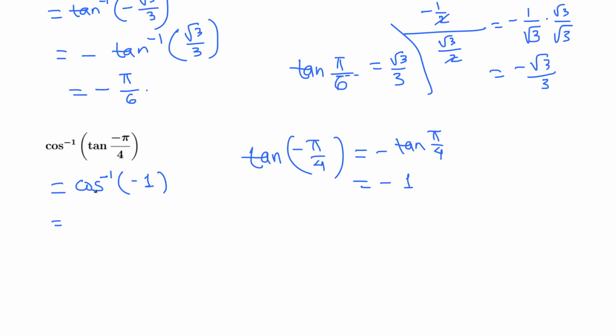Okay, we cannot pull negative outside for cosine inverse. Don't pull for cosine inverse. So we need to figure out the angle whose cosine is negative 1. So cosine of which angle is negative 1? We need to look at the first two quadrants. And negative 1, 0, so that's pi. Cosine of pi is negative 1. That means cosine inverse of negative 1 is pi. Final.